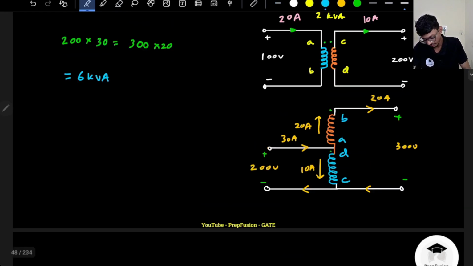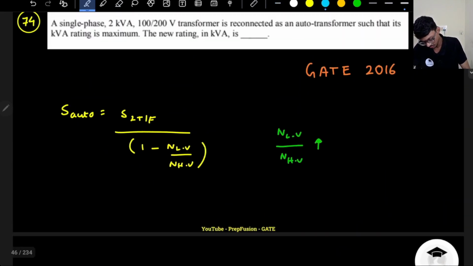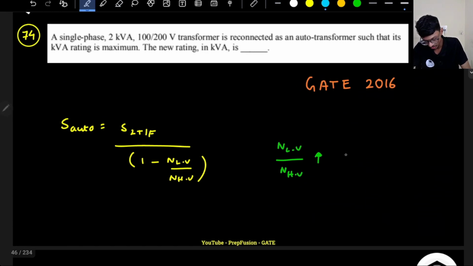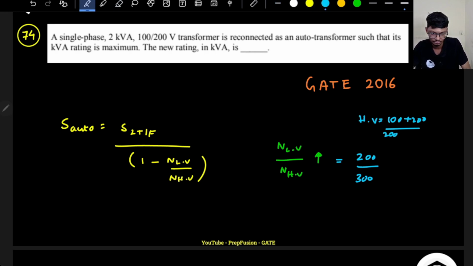So ultimately you could have used the formula as well. Directly I could have used the formula. So NLV upon NHV. So I have to maximize this value, right? So how do I maximize? So I will choose my NLV to be 200 and I will choose my NHV to be 300. So like there are many options, right? Either I can add 100 and 200, make it the high voltage winding and the 100 volt as the low voltage winding, or I can make the 200 volt as the low voltage winding, because high voltage winding will be fixed, the additive polarity. Low voltage winding I can choose. So I will choose it the maximum because I want to maximize this value.